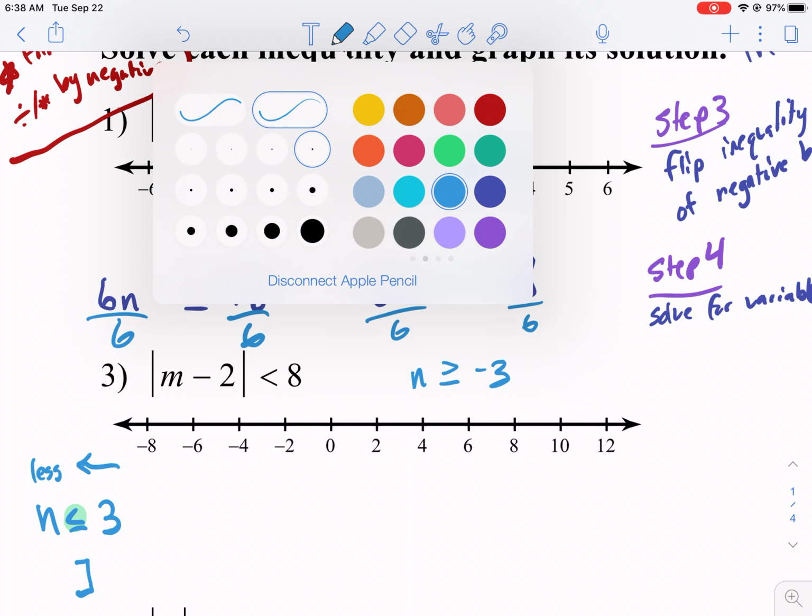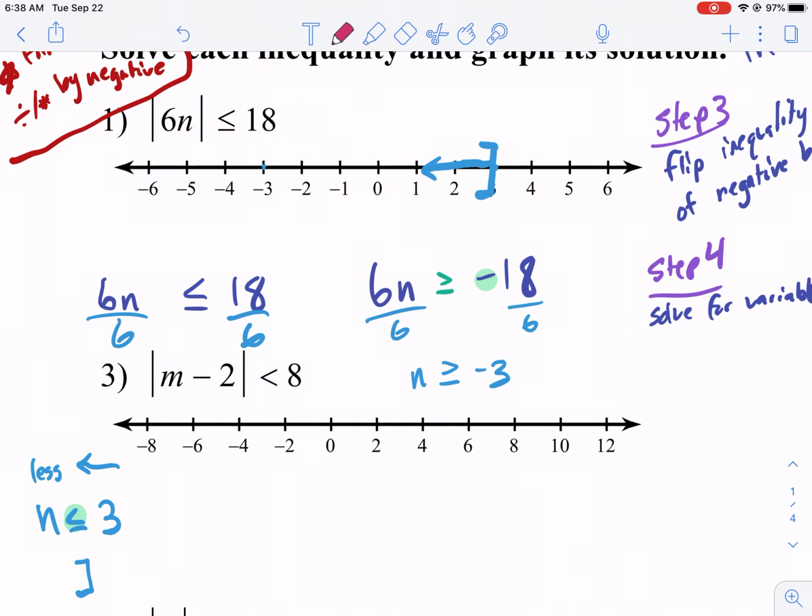Okay. Now let's look at my other one. I'm going to use this pink color for this one. So I have n is greater than or equal to -3. So I'm going to go to -3. Now, greater than is to the right. So that's greater is to the right. All the values that are bigger than -3. So greater than is to the right. It can be equal to, so I'm going to use a bracket, and I'm going to go to the right.